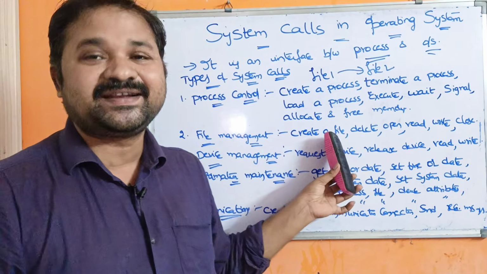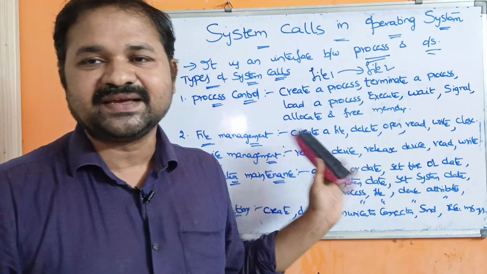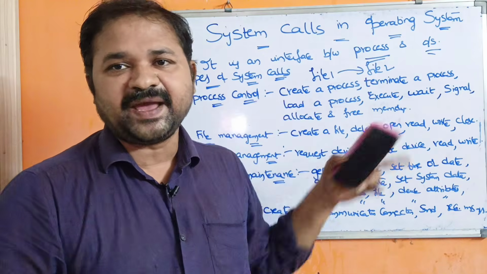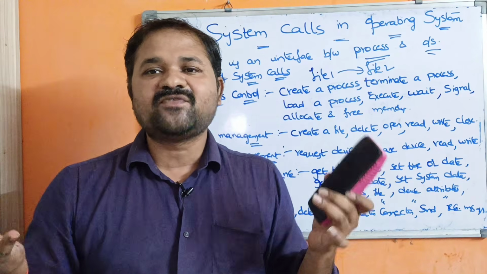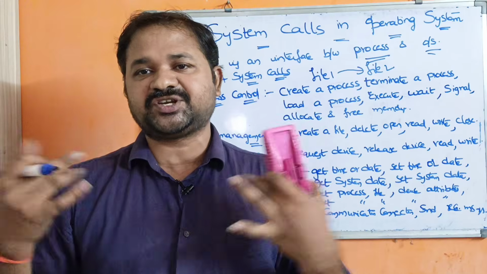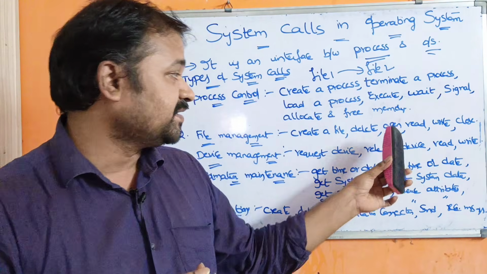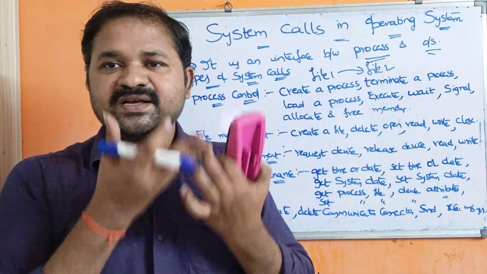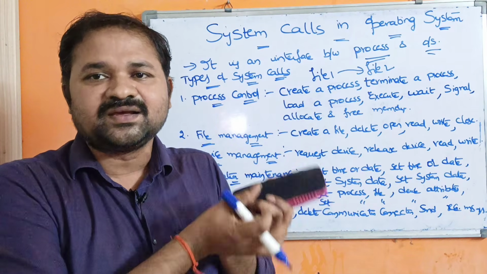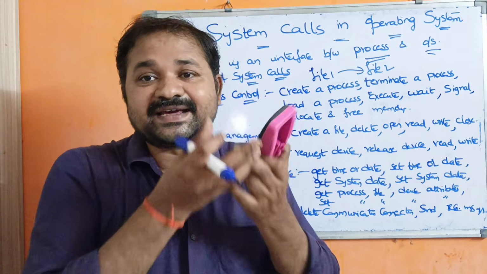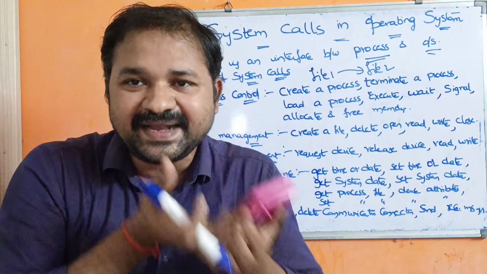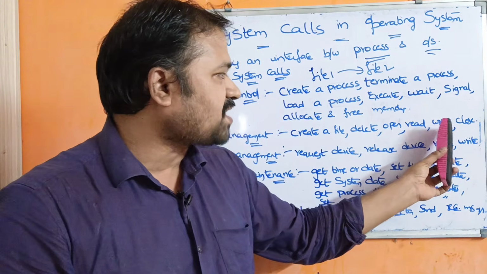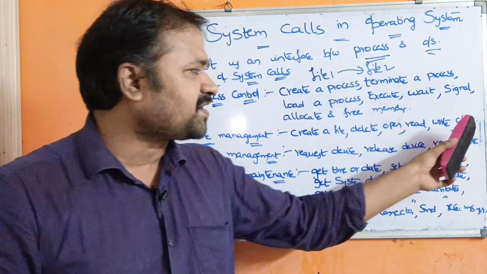So first we have to create the file. In order to create the file, the create system call is used. Next, open. Once the file is created, if you want to perform any read or write operation, we have to open that file. After opening the file, we can perform the read operation. Read means reading the data from the file. Next one is write: writing the data into the file, copying the data into the file, placing the data in the destination file. Next, once all the operations are over, we can close the file.